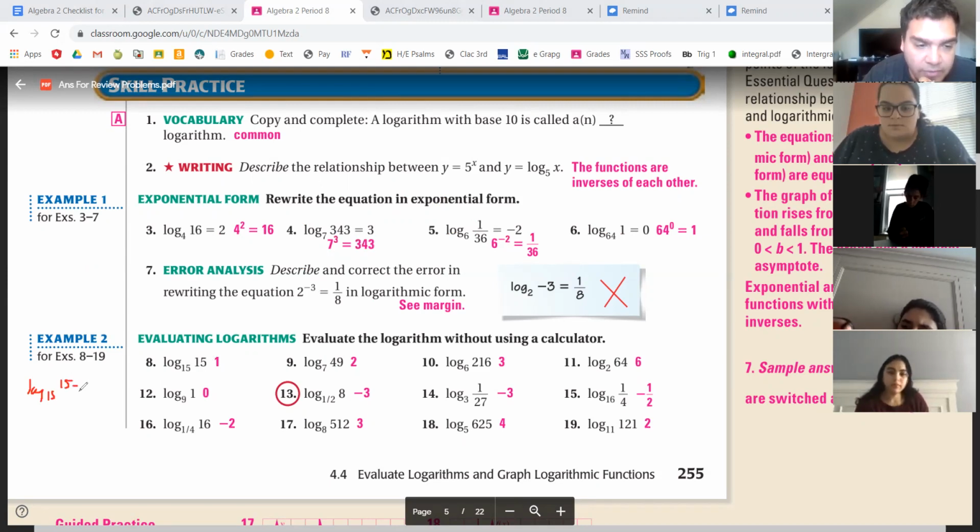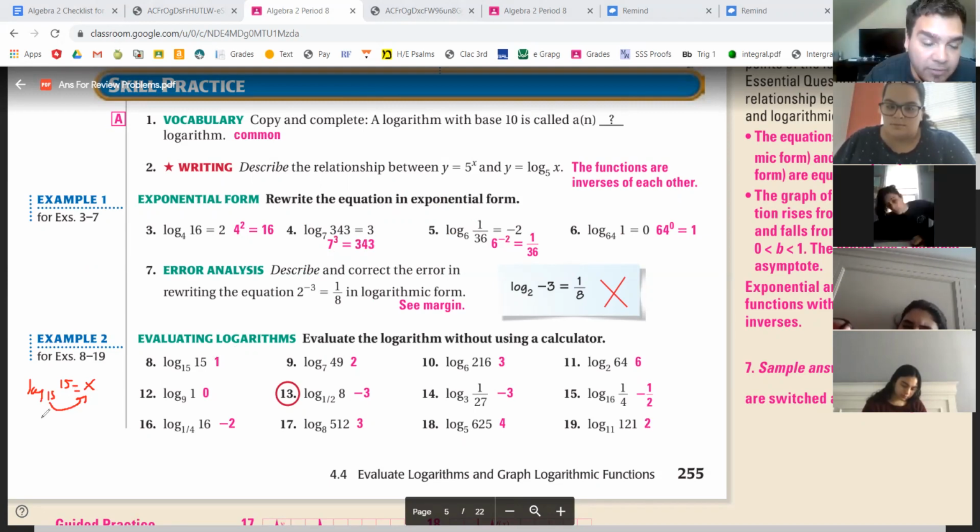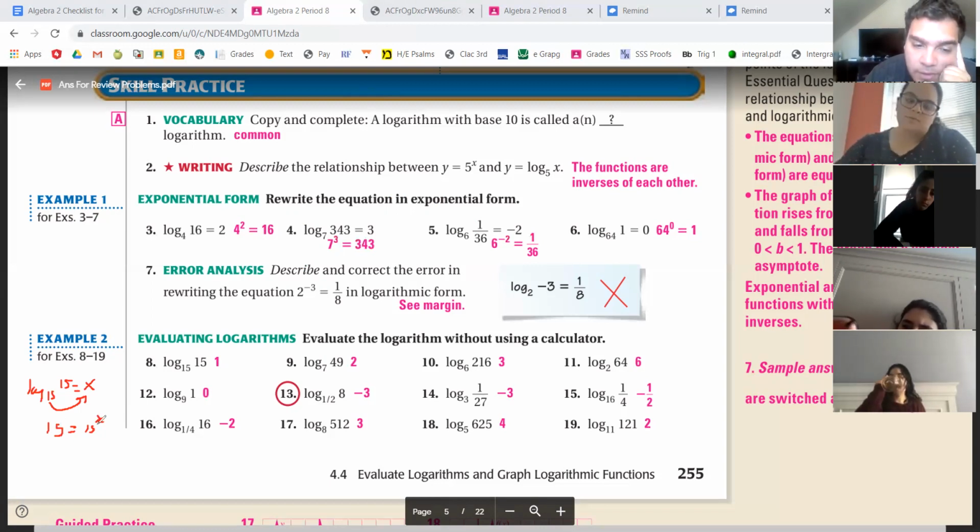Let's say I don't know it's 1, even though it says it's 1 here. Let's call it x. What I can do is take this 15 and slip it right underneath the x, and now that x becomes an exponent. So I have 15 equals 15 to the x power. Now I have to ask myself, 15 to what power gets me 15? Well, it doesn't change when you do it to the 1 power. So my answer in this one is 1.